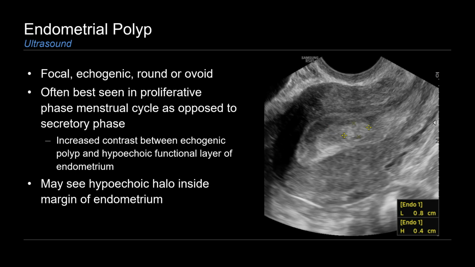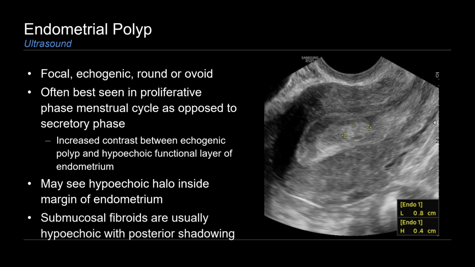Another finding we might see, as in this case, there could be a hypoechoic halo inside the margin of the endometrium adjacent to that polyp. And you can differentiate these polyps from submucosal fibroids because fibroids will usually be hypoechoic or dark and have posterior acoustic shadowing, which we do not have in this case.